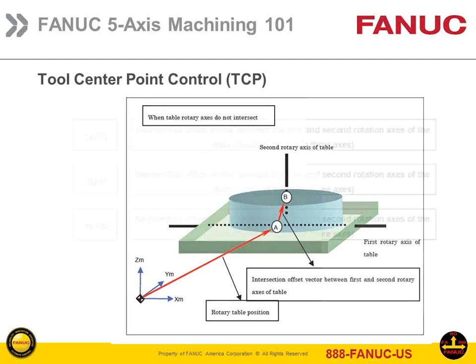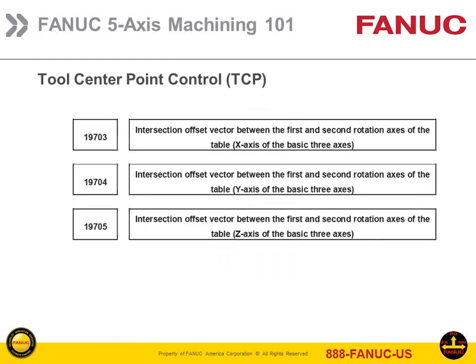The three parameters that do that are 19703, 704, and 705. It's important to know where these are, because invariably your builder will put certain values in here, but when you have the machine set up, you go in and check and fine-tune these to make sure the intersection point between the two rotary axes is dead on, because otherwise that's going to affect your part quality.